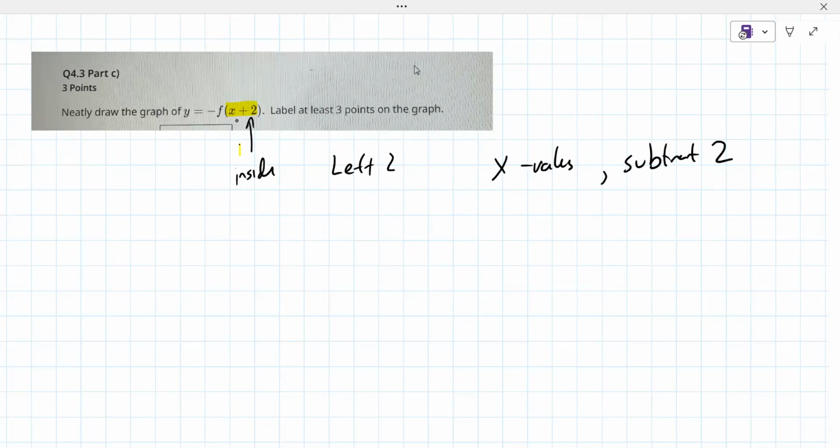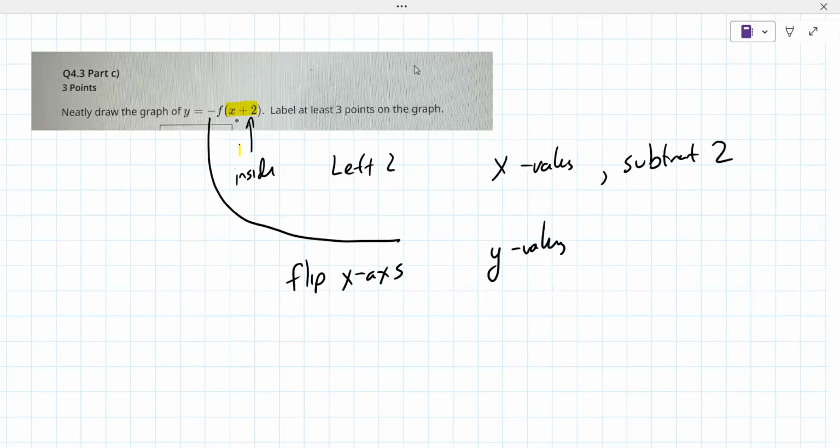Now this negative is a flip or reflection over the x-axis. It affects the y values. The y values are all negated. They're all negated.